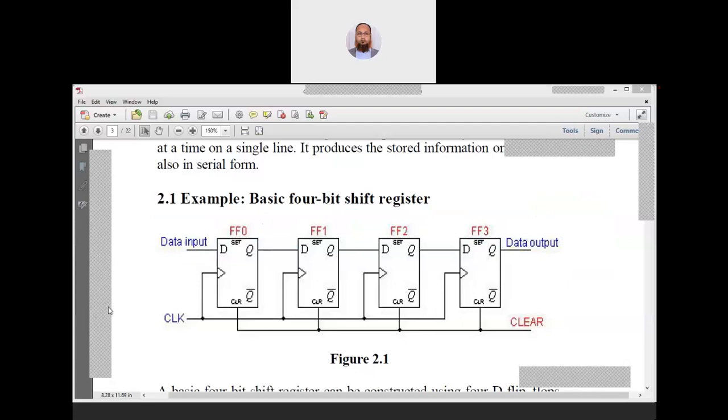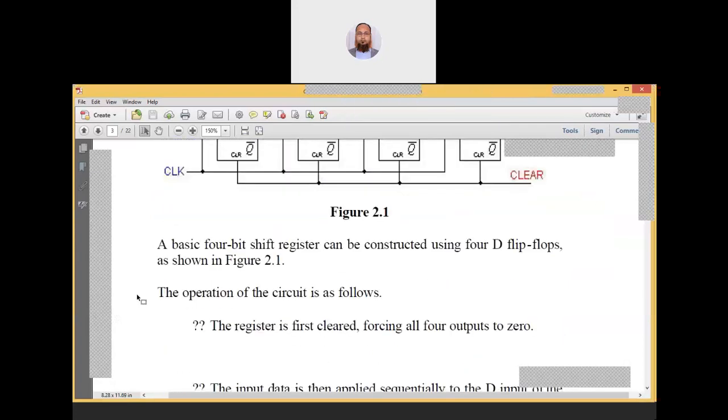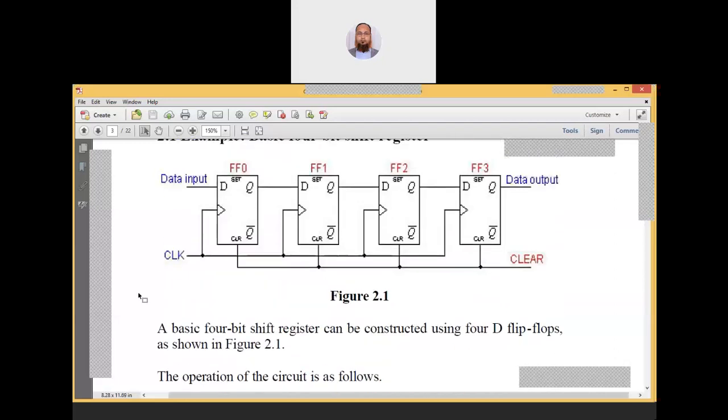I have not explained till now about the functioning of this. Okay. So how we start? Initially we do not know at what state these flip-flops are. So what we do? We press the clear button and all the flip-flops become clear, means the output of each flip-flop becomes 0. Okay. So initially we press this clear.